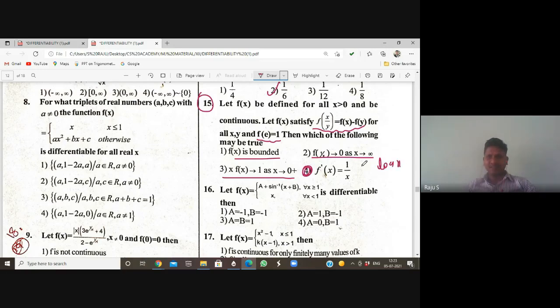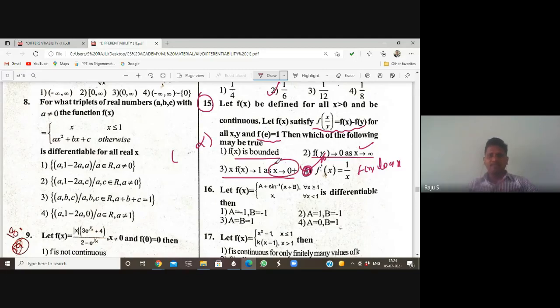Log x derivative is 1 by x. That's it. Fourth option is correct. Easier as x tends to infinity. Remaining options are surely wrong. Even you can check it. Is it bounded? Bounded means what is the log of infinity? Infinity. It is not bounded.